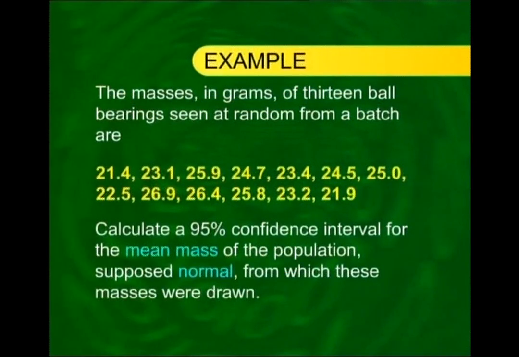Let us apply this to interval estimation, and for this I would like you to have a look at the example that we now have on the screen. The masses in grams of 13 ball bearings selected at random from a batch are 21.4, 23.1 and so on. Calculate a 95% confidence interval for the mean mass of the population of ball bearings, supposed to be normal, from which these 13 ball bearings were drawn.